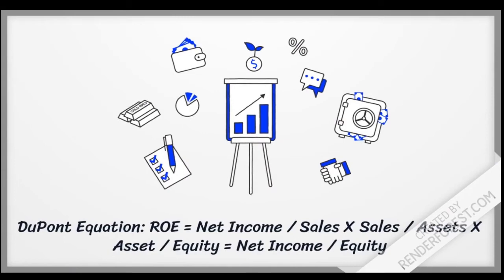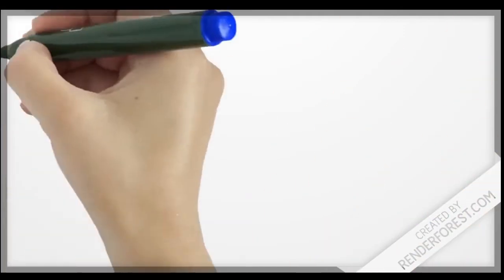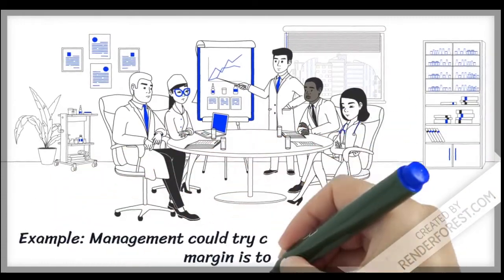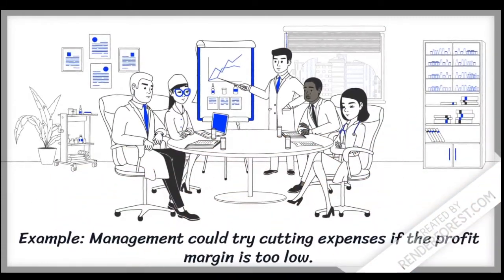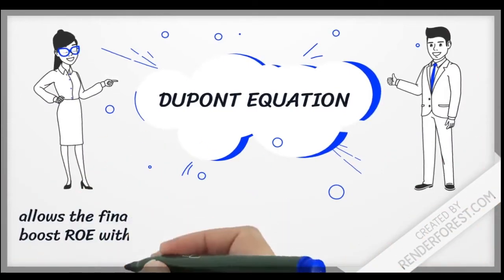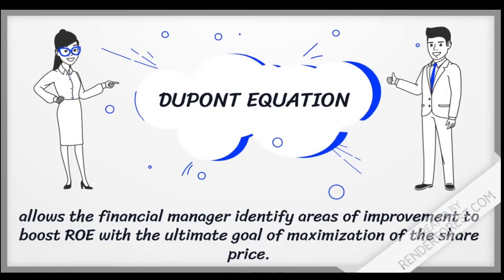We use the relationship of these three ratios with ROE to diagnose how ROE could be increased or whether it should be increased at all. For example, if a corporation's ROE is below its competitor's ROE because its profit margin is below its competitor, then the financial manager might try cutting expenses. Using the DuPont equation will allow you as a financial manager to identify which area to focus on to improve ROE with the ultimate goal of maximizing the share price.